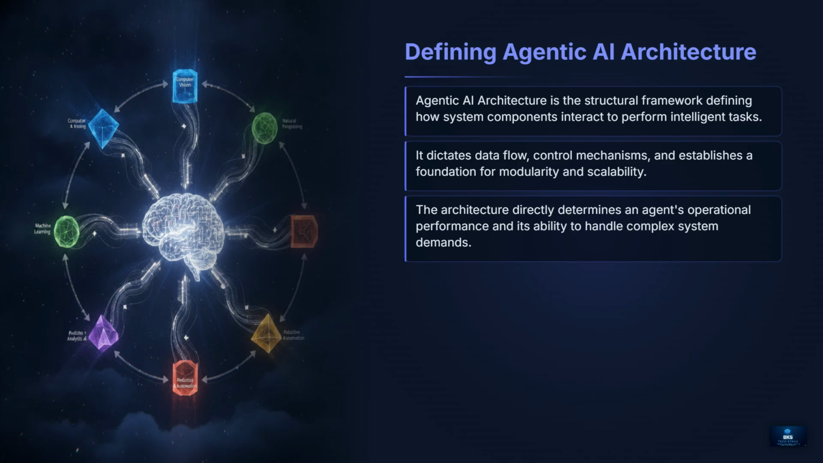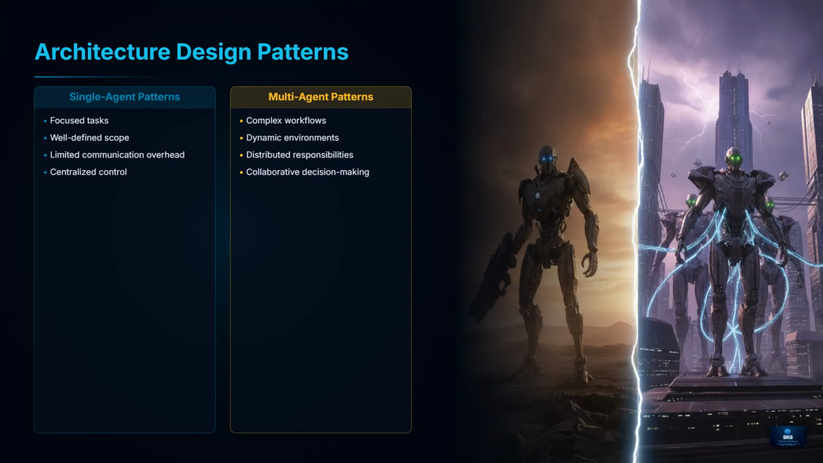By defining these interactions early, we ensure that our AI can remain modular, scalable, and highly effective at performing complex tasks. When designing your system, you must choose the right pattern. Single-agent patterns are excellent for focused, well-defined tasks where a centralized control system is sufficient. Conversely, multi-agent patterns shine in complex, distributed enterprise environments. Here, multiple specialized agents collaborate, making it ideal for tasks that require parallel processing and dynamic problem-solving.